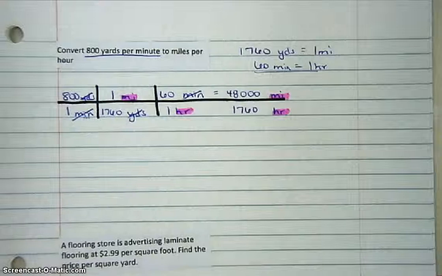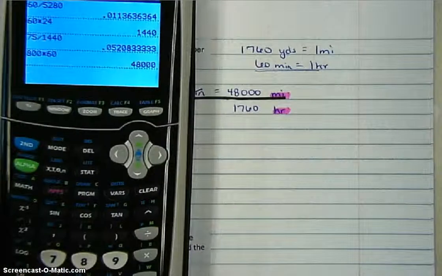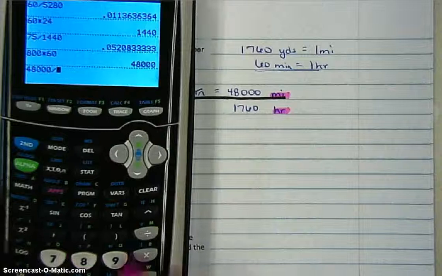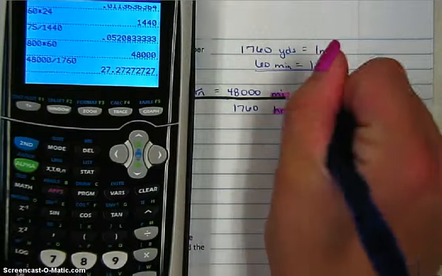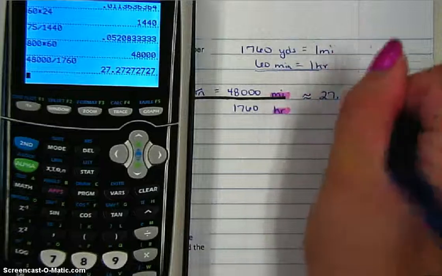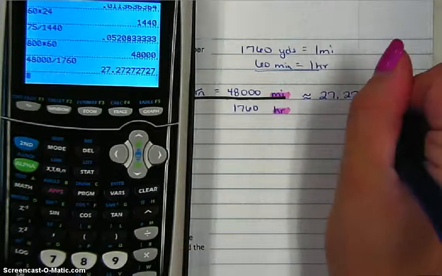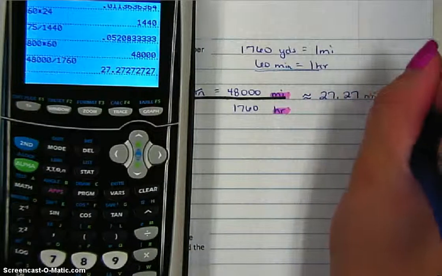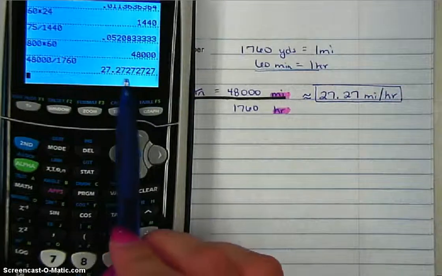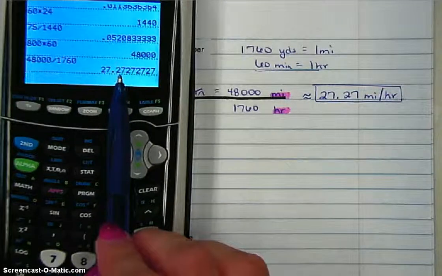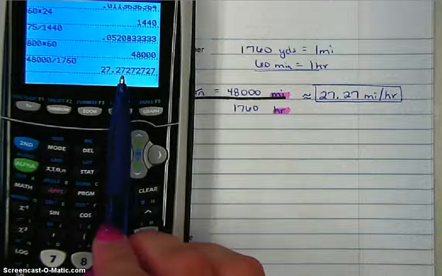So now I'm going to once again take my calculator. 48,000 divided by 1,760 is approximately 27.27 miles per hour. Now notice again, be very careful with your rounding. There's a 2 after that second 7. So 2 is less than 5, the 7 stays at 7.